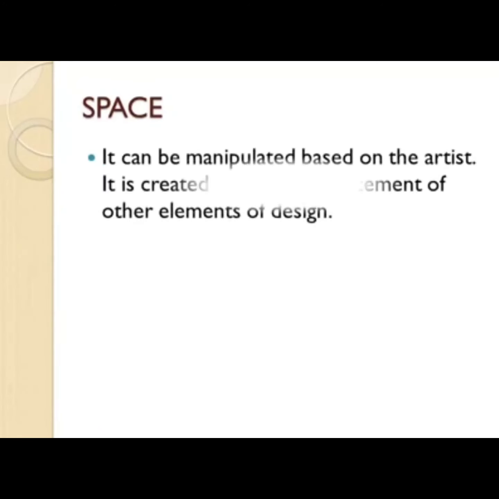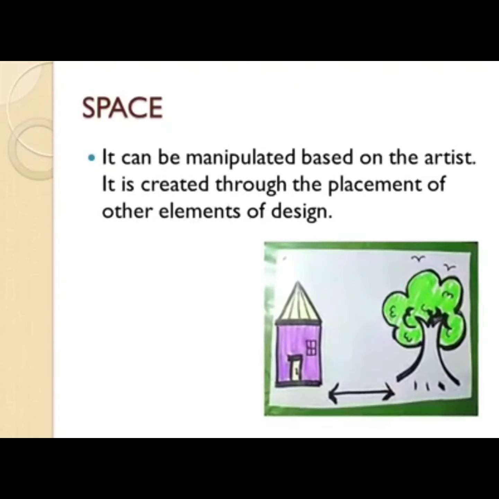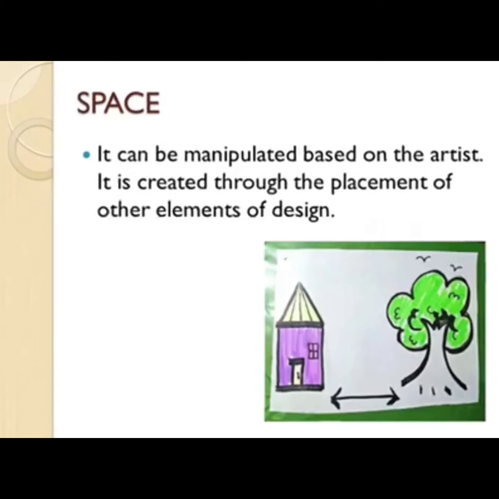The next element is space. So what is space? Space can be manipulated based on the artist. It is created through the placement of other elements of design. So look at the picture. With space, we are able to arrange the picture and the shape to form a very good image. If there is no space, the triangle will be put inside the square or the tree inside the house. So we need space to manipulate our artwork or design.